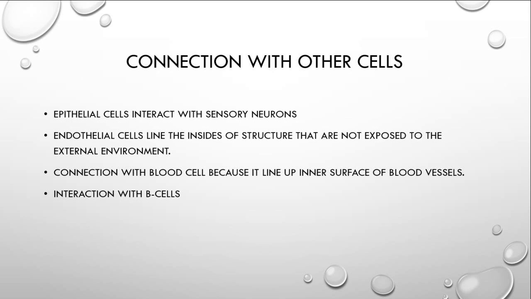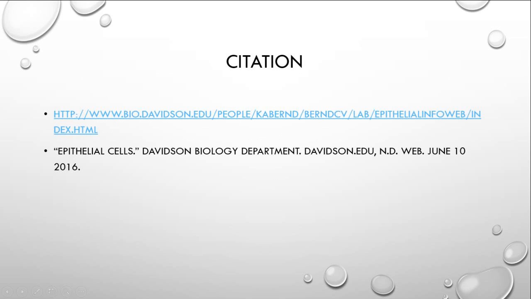So there's a connection between epithelial cells inside our blood vessels, in our arteries and so on. When T cells, helper cells, and killer cells come, it's in that part of the body where they come. So all this in context, interaction with B cells. This is just a few examples and a bit of information about epithelial cells. So here's the citation.